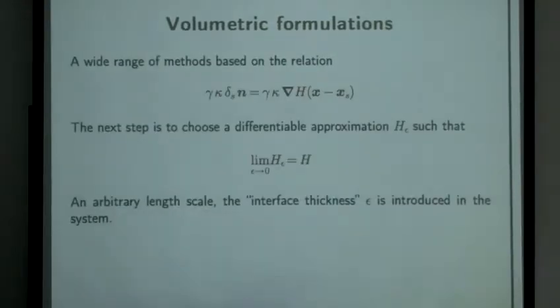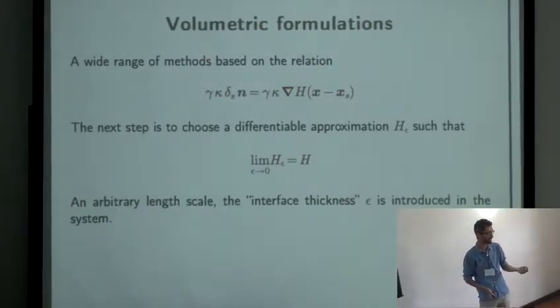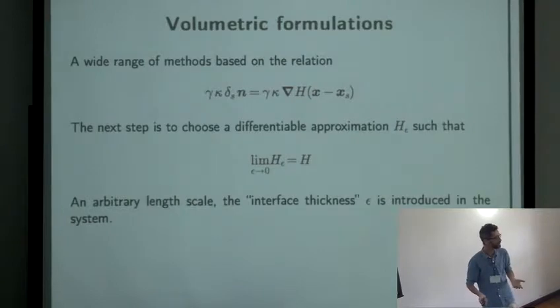Okay. So how do you do it in practice? How do you implement in practice this volumetric formulation? You have to find a way to represent this Dirac function. Usually what you do is that you go to the Heaviside function, right? And you take the gradient of the Heaviside, which you hope will converge to Dirac as you refine the mesh, right? And of course, you have to choose something which is differentiable.